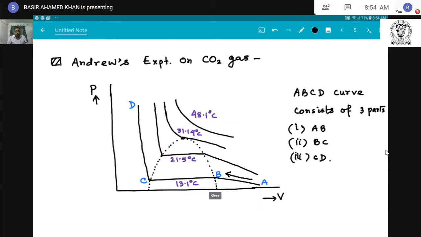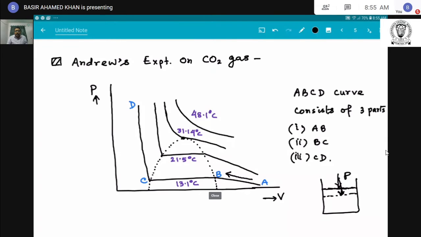When we go from A to B, then pressure increases and volume decreases. Suppose we consider a gaseous system, for example. Here is P, I increase pressure and then volume will decrease. And this is shown by the line A to B.